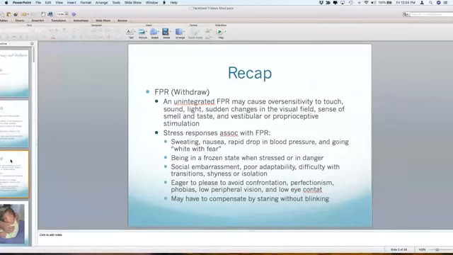Eager to please. So kids with fear paralysis, these are the kids that are eager to please to avoid confrontation, which again is myself. I tend to do that. Perfectionism, myself. Having phobias, low peripheral vision. They have this tunnel vision, and low eye contact. They may have to compensate by staring without blinking. So they kind of force themselves to stare without blinking. When you're blinking, you're in a more relaxed state.